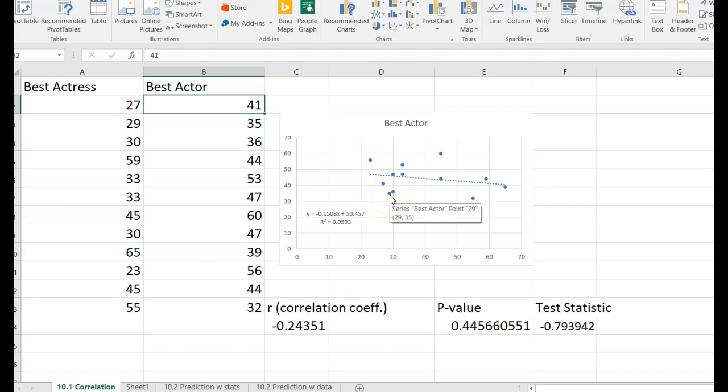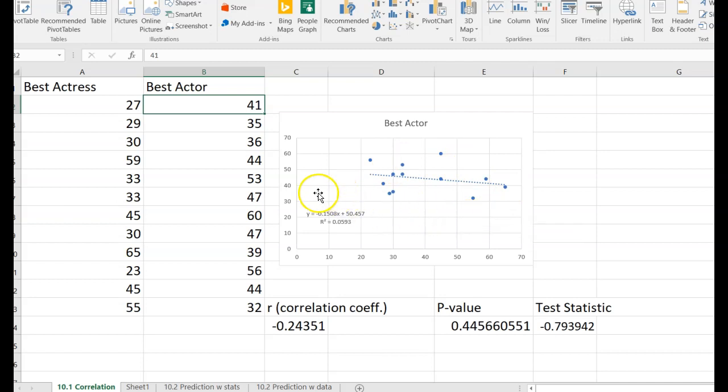So an actress is 29, the actor is 35. All right. Well, this time the actress is 27, the actor is 41. Well, this time the actress is 23 and the actor is 56. So right here we have an actor who's 60 and the actress is 45. The actress is 65 and the actor is 39. The increase in the age of the actress that won does not really explain very well the age of the actor that won.